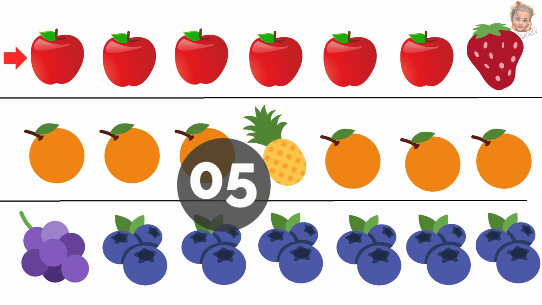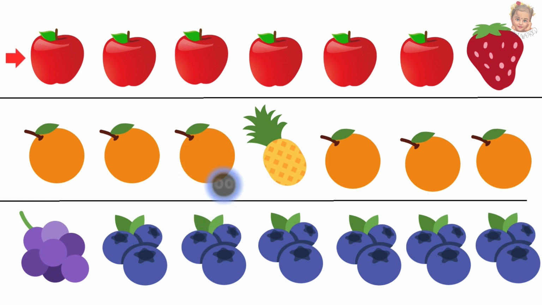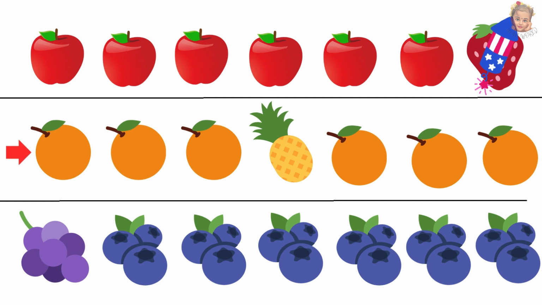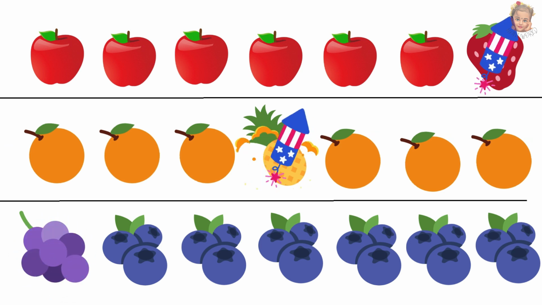In the first row, which fruit is the odd one? Answer is strawberry. Strawberry is the odd one out in the first row. We'll move on to the second row. In second row, which one is the odd one? Can you all guess it? Yes, pineapple is the odd one.